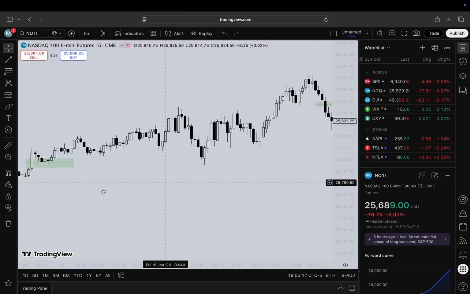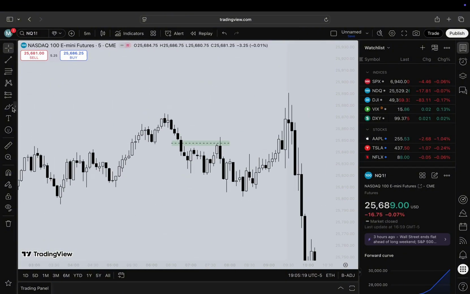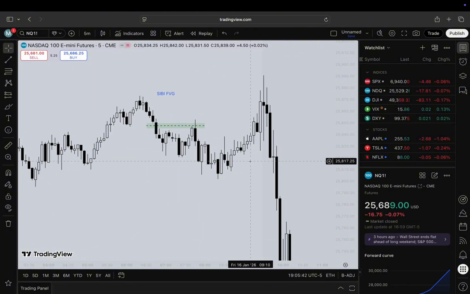And then in the other direction, what is this called? SIBI fair value gap, right? What does that stand for? Sell side imbalance, because we're now on the sell side of the curve because we have bearish PD arrays supporting price lower, right? And it's a bullish inefficiency, right? Because we're now on the sell side of the curve and we're projecting price to go lower, right?